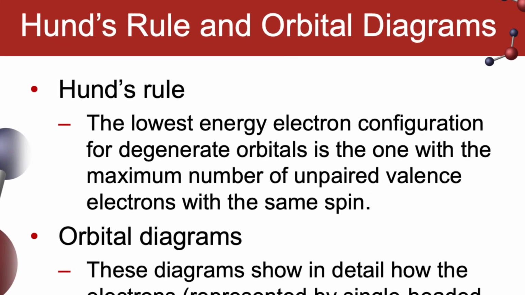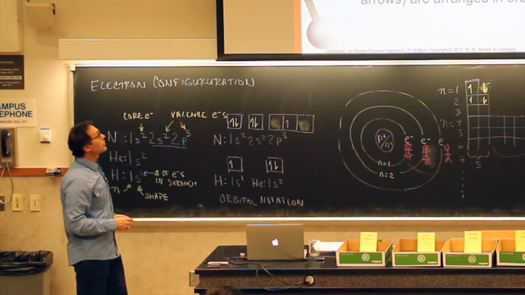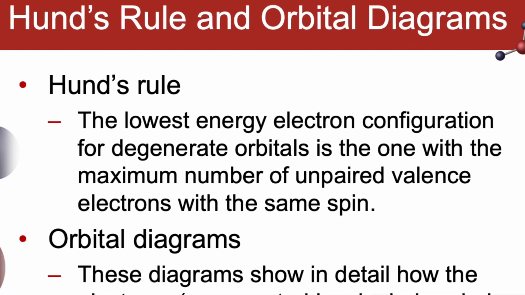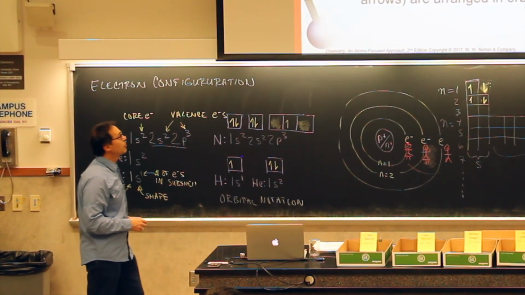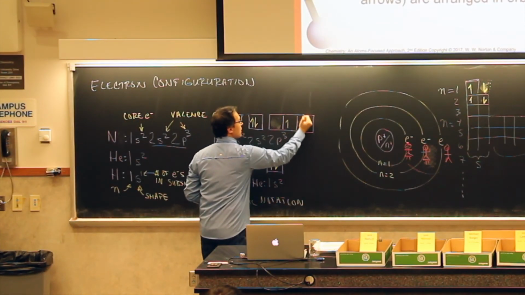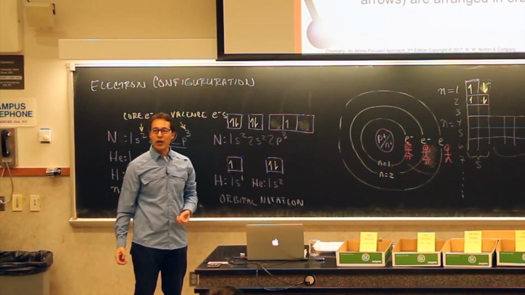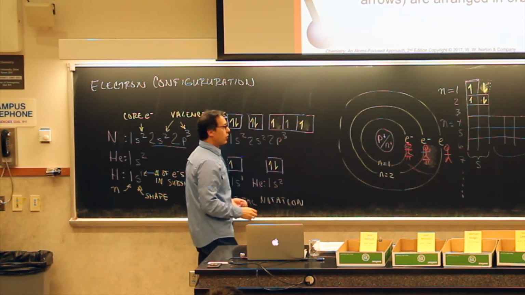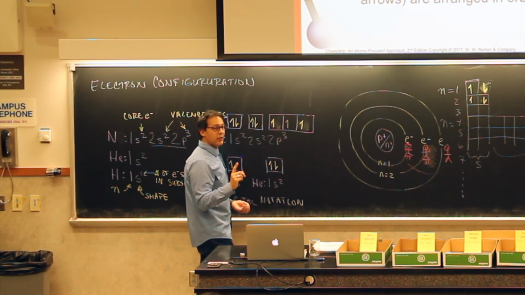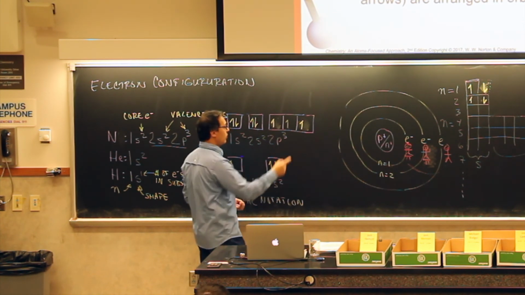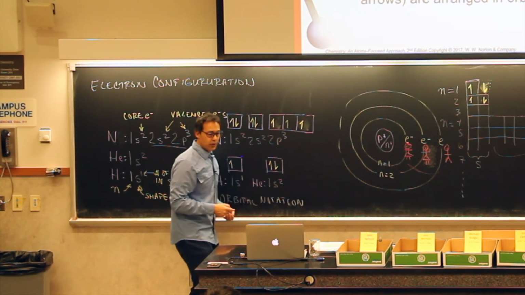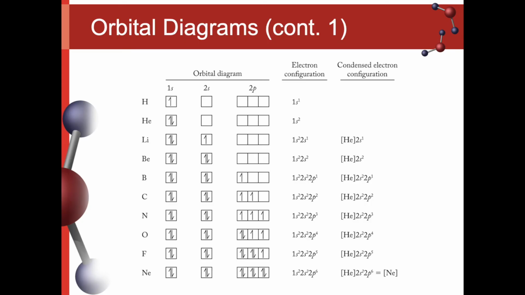This is called Hund's rule, another famous dead guy. Hund's rule tells us that the lowest energy electron configuration for degenerate orbitals is the one with the maximum number of unpaired valence electrons with the same spin. What it means is we just go left to right and add 1 electron at a time. So we go 1, 2, 3, so that each of these boxes only has 1 electron, all with the same spin. If we had a 4th electron, it would go here, the 5th one here, and the 6th one there. That's Hund's rule.